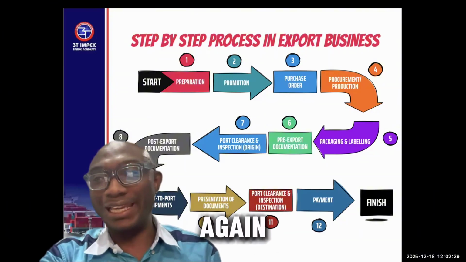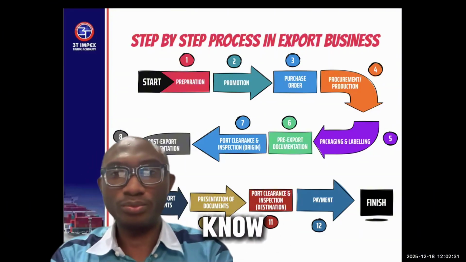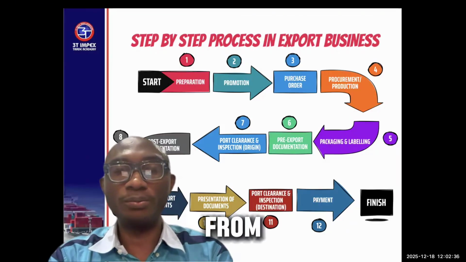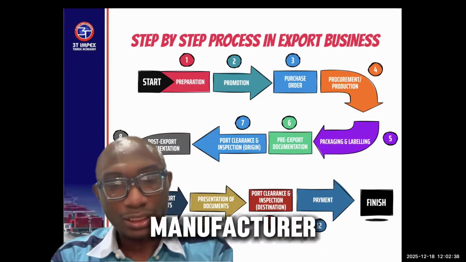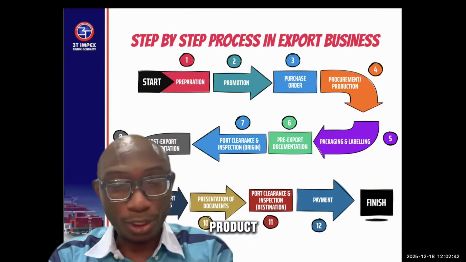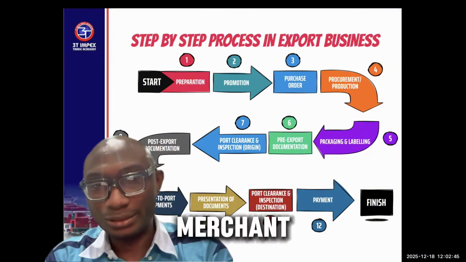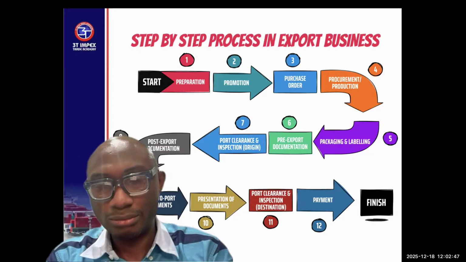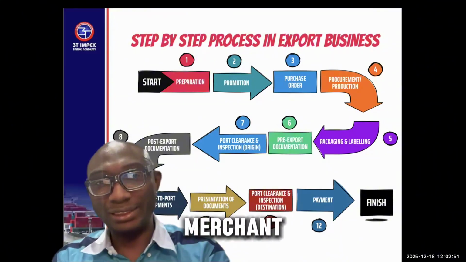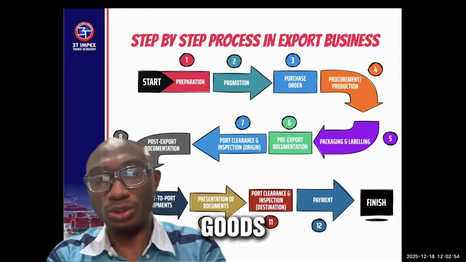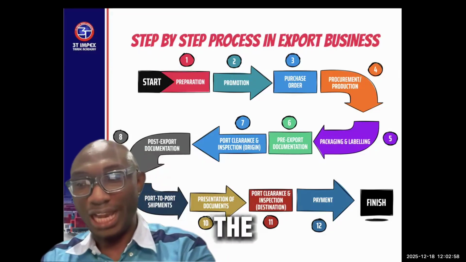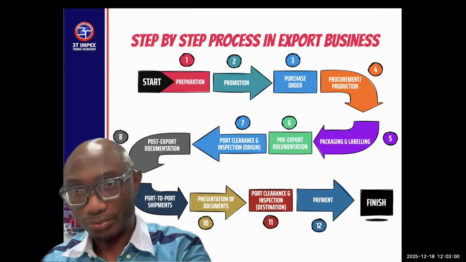And in buying again, it's important for you to know that you can buy from the manufacturer, or the farmer, or the miner, depending on the product. You can buy from a merchant, or from a local buying agent if it's a commodity, or from a merchant or distributor in terms of finished goods. That means you don't need to be the producer of the item you are trying to export.